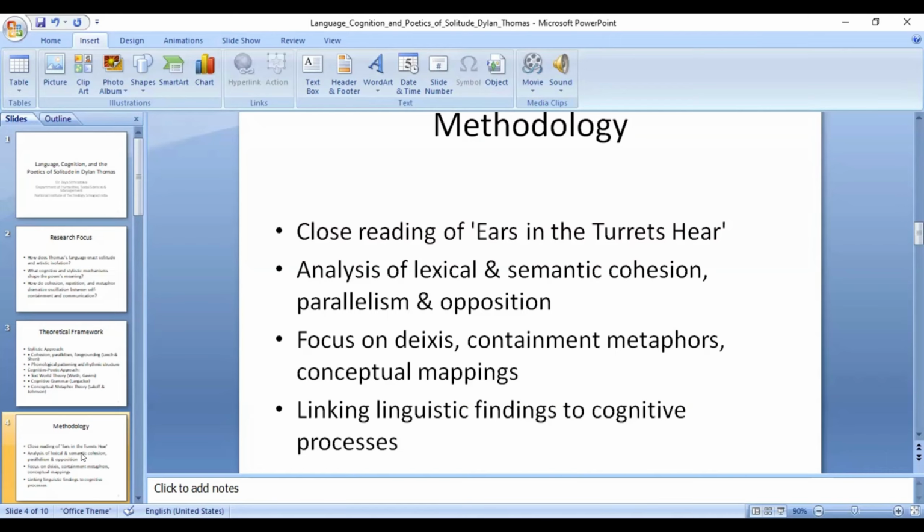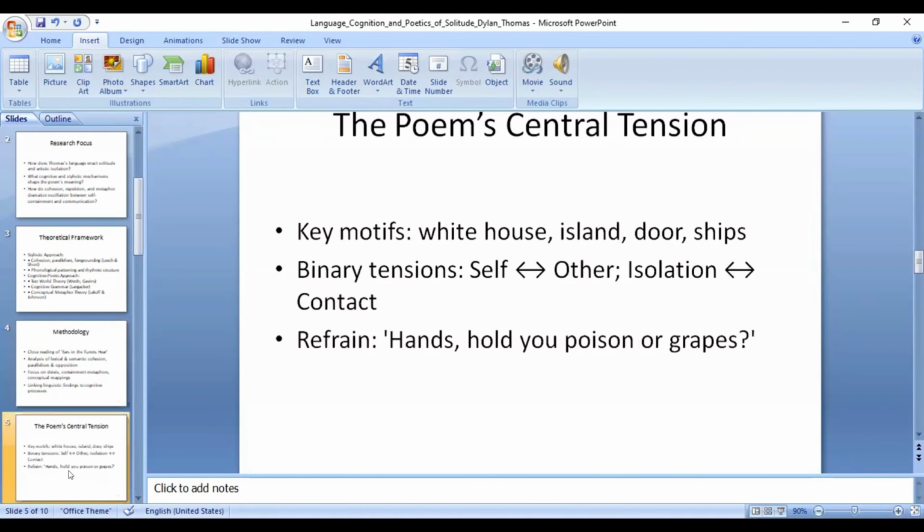Methodologically, the paper adopts a close reading approach, combining linguistic description with conceptual mapping. Each stanza is examined for its cohesive and metaphorical patterns, which are then interpreted in relation to cognitive processes such as embodiment, viewpoint construction, and conceptual blending. This interdisciplinary methodology underscores how stylistic and cognitive tools together make visible the dynamic interplay between linguistic form, mental imagery, and affective experience in Thomas's poetry.